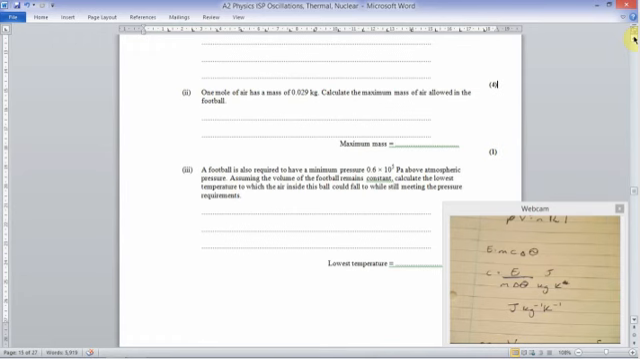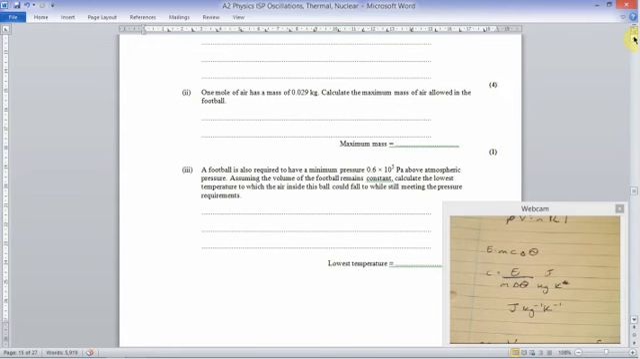A football is also required to have a minimum pressure of 0.6 times 10 to the 5. There we go. There's a high pressure above atmospheric pressure. So it's going to be 1.6 times 10 to the 5 is the actual pressure inside, because remember it's above atmospheric. Assuming the volume of the ball remained constant, calculate the lowest temperature to which the air inside the ball could fall while meeting the pressure requirements.